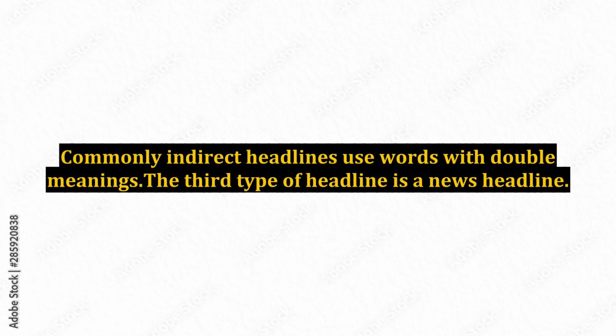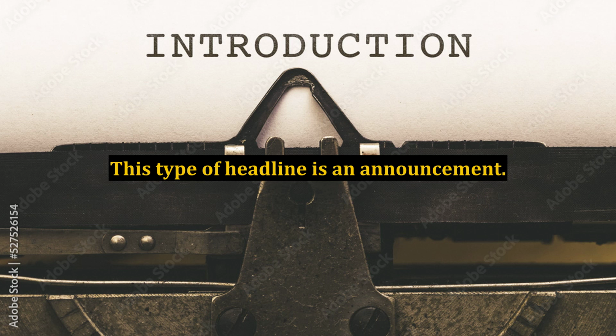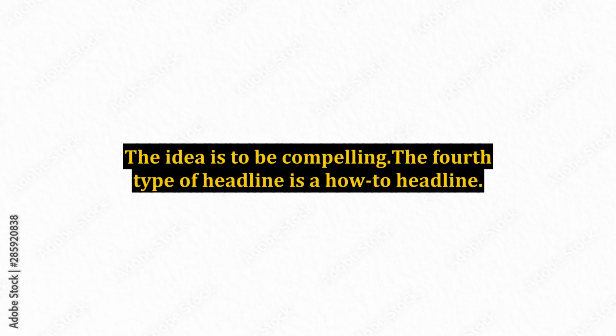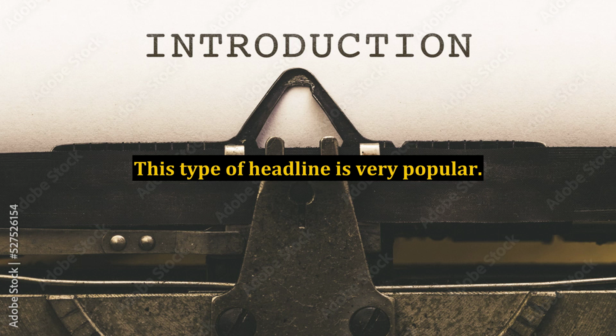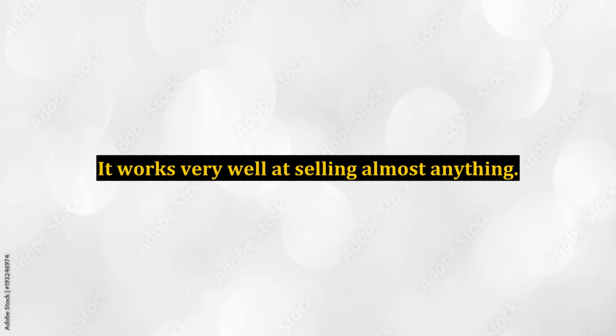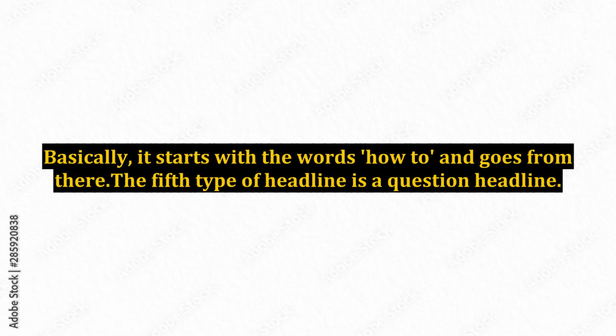The third type of headline is a news headline. This type of headline is an announcement. It is something newsworthy. The idea is to be compelling. The fourth type of headline is a how-to headline. This type of headline is very popular. It works very well at selling almost anything. Basically, it starts with the words how to and goes from there.